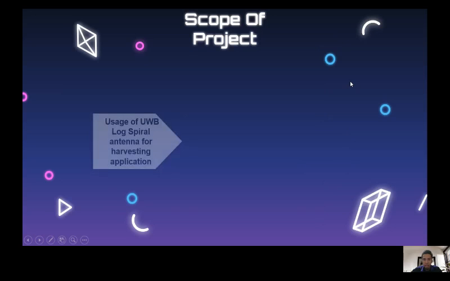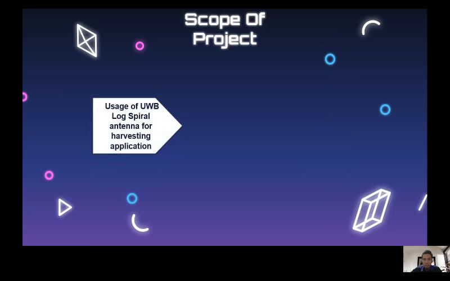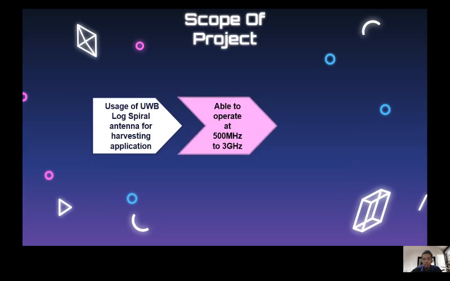Scope of project. This project focuses on the usage of an ultra-wideband log spiral rectangle for harvesting application. This rectangle will be able to operate at 500 MHz to 3 GHz. A rectifier will be designed to complete this rectangle.